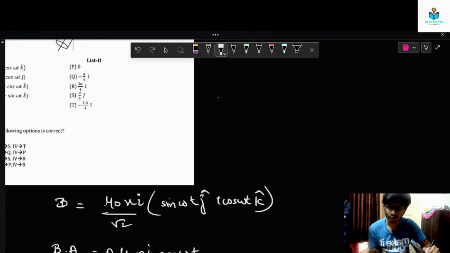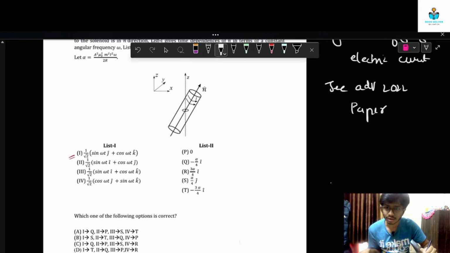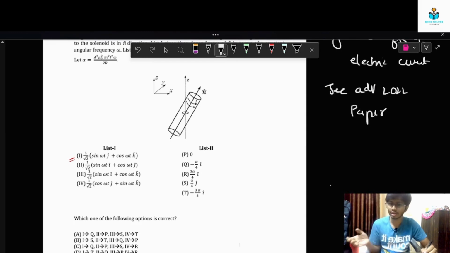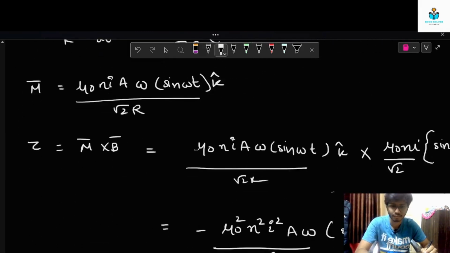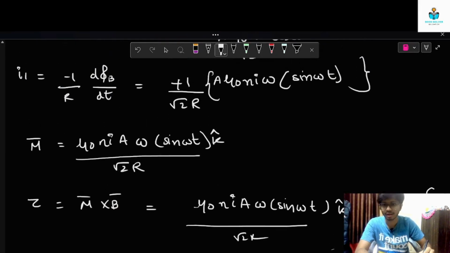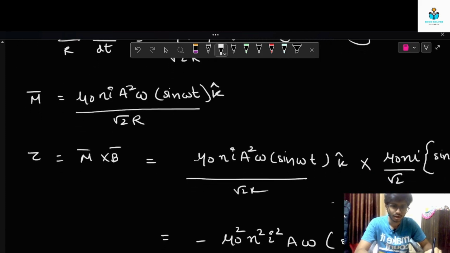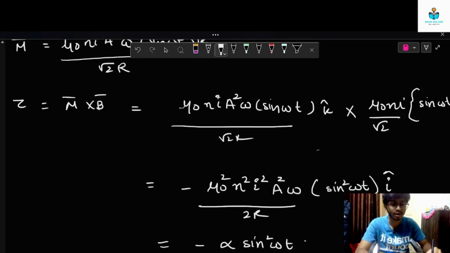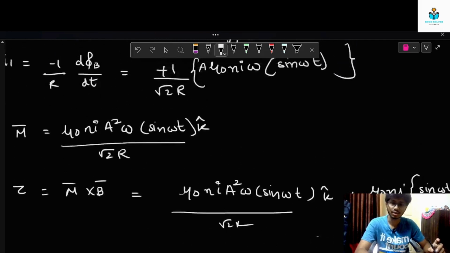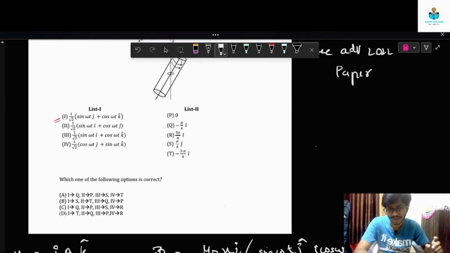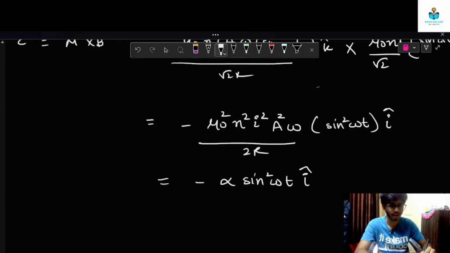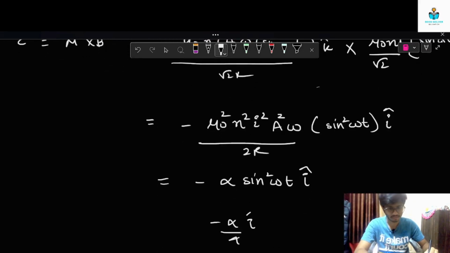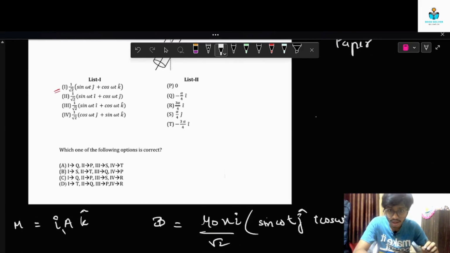Now mu naught square n square I square A square omega by 2R, here it would become A square now. So this whole thing is alpha, so it is minus alpha sine square omega t i cap. Now t is equal to, what are they asking for? Pi by 6 omega. So sine square pi by 6 gives minus alpha by 4 i cap. Now which option does that match with? It matches with option Q.